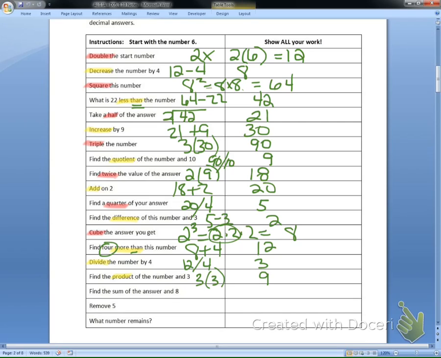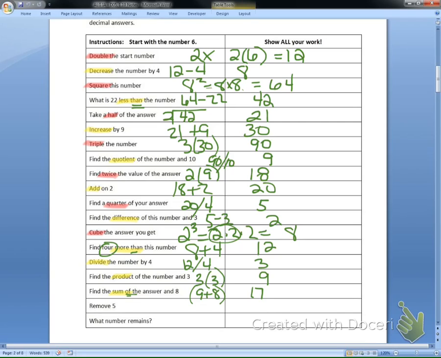The next line it says find the sum of the answer and 8. There's that word sum and the word of at the end of it. This one's going to be pretty basic, so the parentheses aren't going to really matter so much in this one, but in the future when you're going to have to do more than one operation, that word of is going to be key for parentheses. So parentheses 9 plus 8. I know the parentheses don't matter here, but they will in the future. 9 plus 8 is 17.